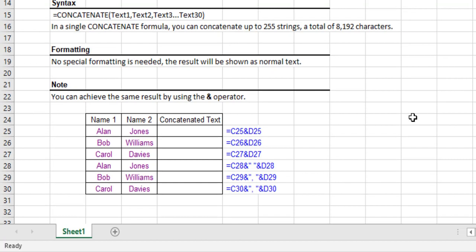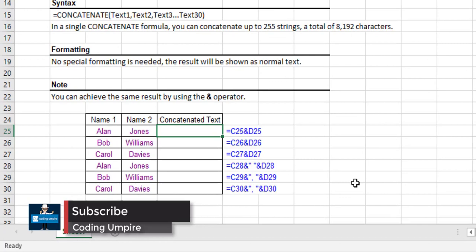Excel ampersand formula examples. To see the concatenation operator in action, let's rewrite the concatenate formulas discussed above. Concatenate the values in C25 and D25. Equals C25 ampersand D25.